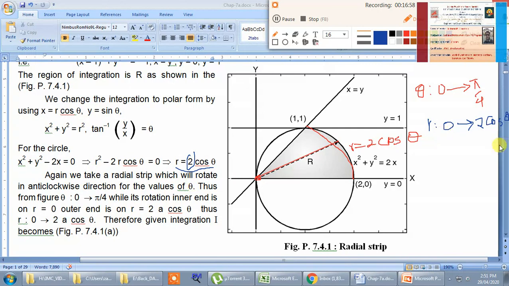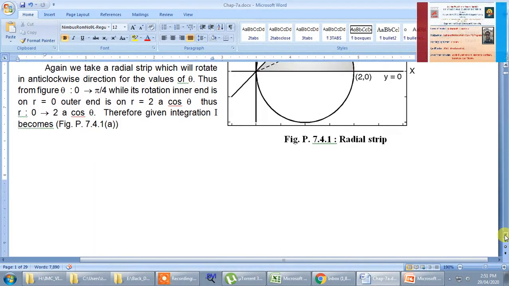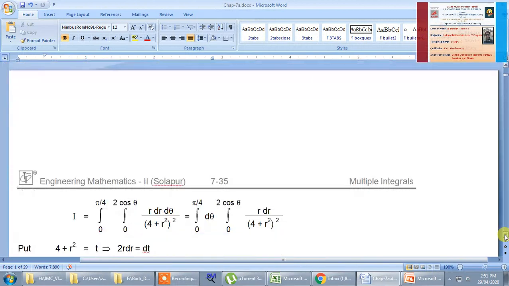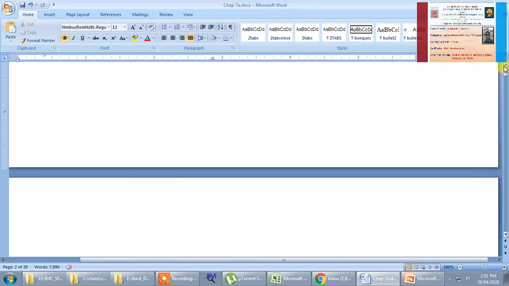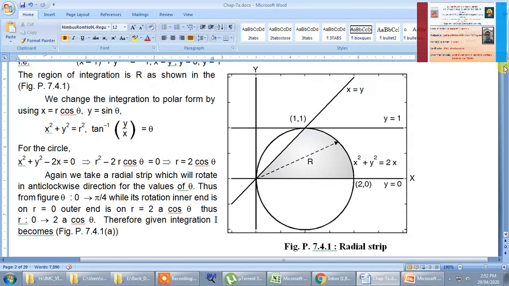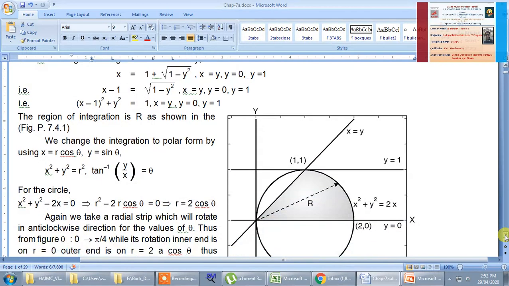So what is the limit? If you substitute all of this in the double integration over the region, the limits are theta from 0 to pi by 4 and r from 0 to 2 cos theta. We have substituted x square plus y square equal to r square. So in this integrand, x square plus y square is r square, so 4 plus r square, whole square, and dx dy is r dr d theta.